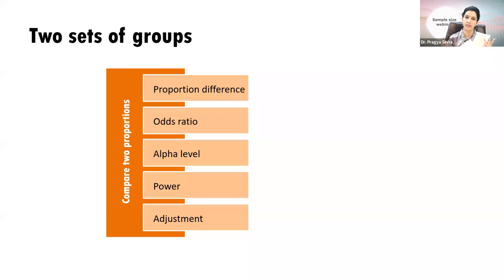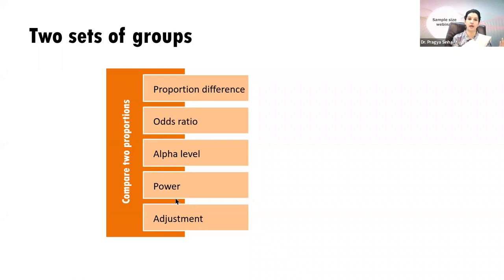We usually keep it at 5%, but in many studies today you will see in the example that many people reduce this alpha level. You know that if you reduce the alpha level, the sample size will increase. So the larger the proportion difference, the lesser will be the sample size. The larger the odds ratio or the relative risk, the lesser will be the sample size. The smaller the alpha level, the more will be the sample size.